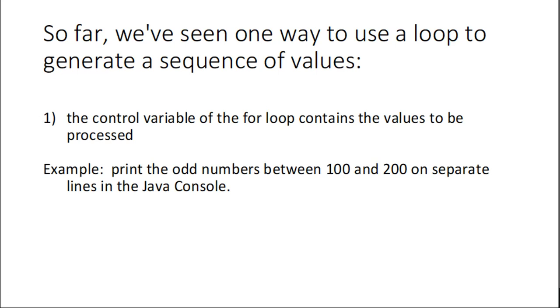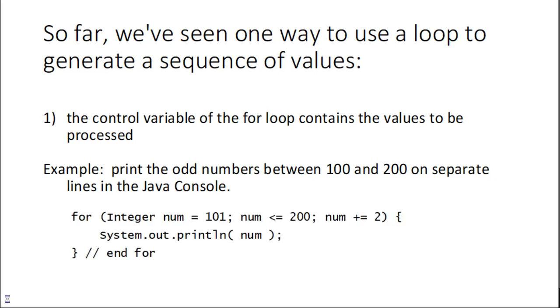So here's an example. If I asked you to write a for loop that would print the odd numbers between 100 and 200 on separate lines in the Java console, well, separate lines in the Java console should immediately bring System.out.println to your mind. So we'll have that inside the loop. And then the variable that's controlling the for loop could contain those numbers.